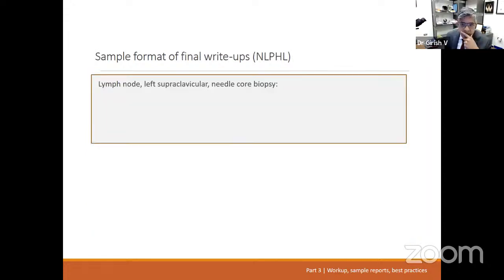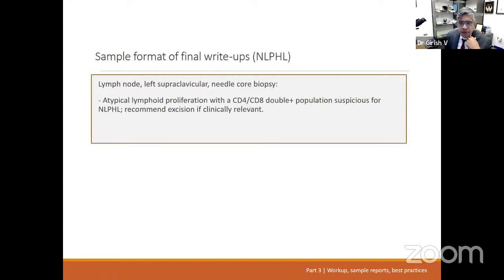Yeah. And this is one more sample with an atypical lymphoid proliferation with a CD4 and CD8 double positive population, suspicious for nodular LP. If you don't know, double positive populations have been described in the setting of nodular LP. Alia Rahimtullah described these populations. So remember, sometimes flow is useful even in this setting.